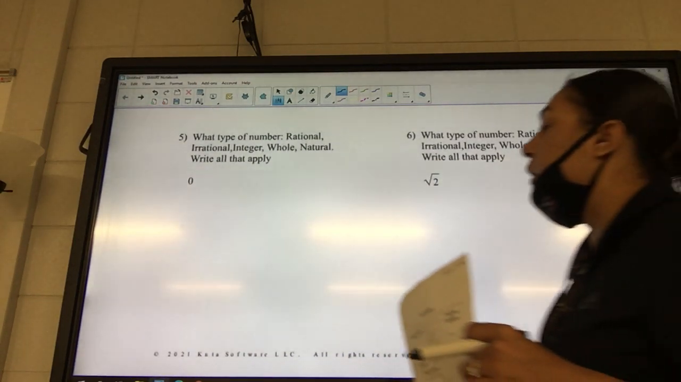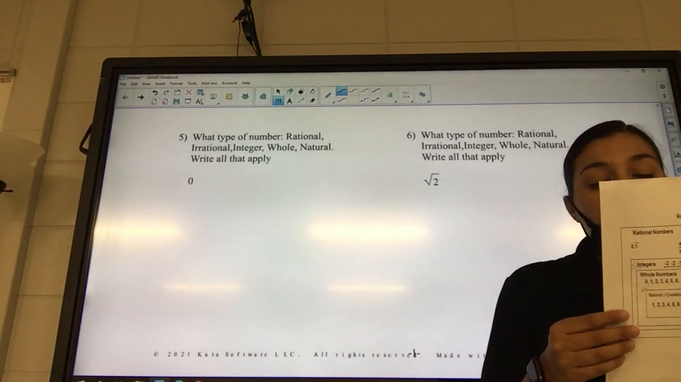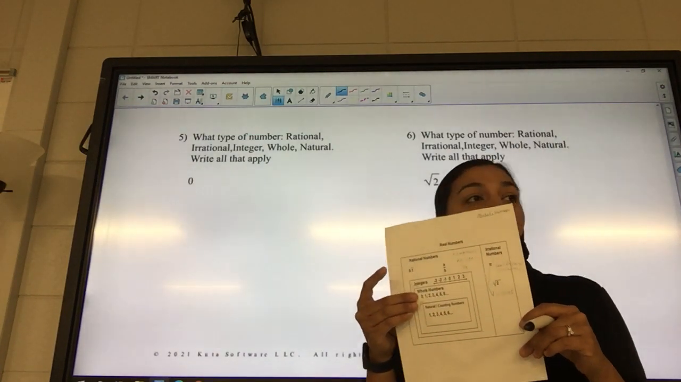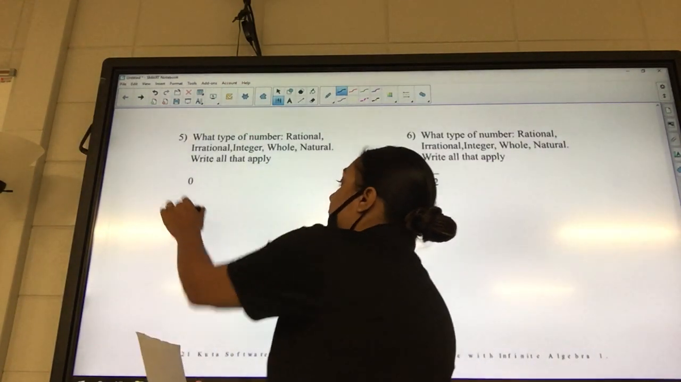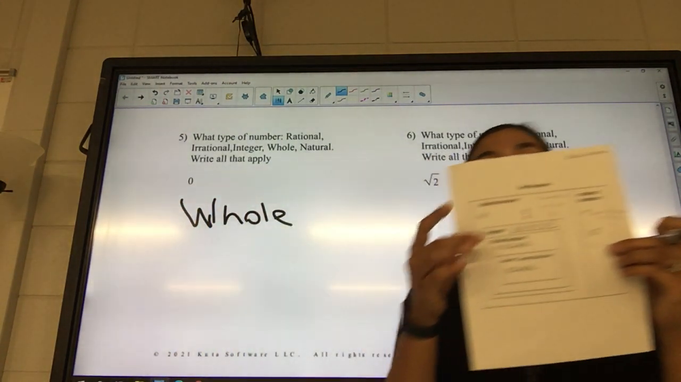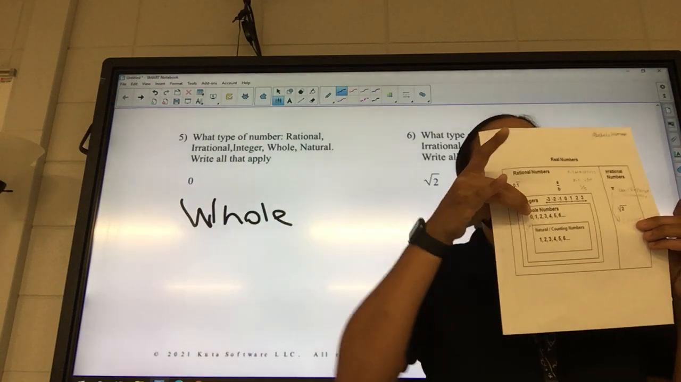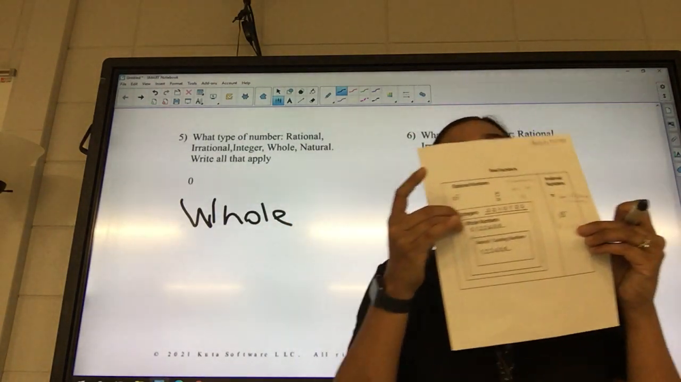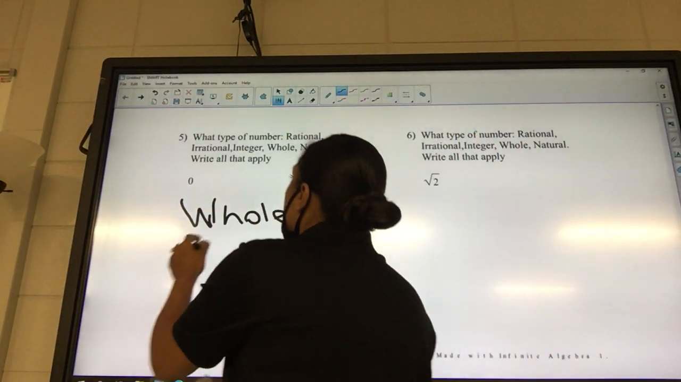What type of number? Zero. Okay, our number is 0. Is it natural? No. Is it whole? Yes. So then what else is it? Integer and rational. So we said yes right here at whole, which means yes, everything above it also goes on the list. So yes, it's an integer. Yes, it's rational.